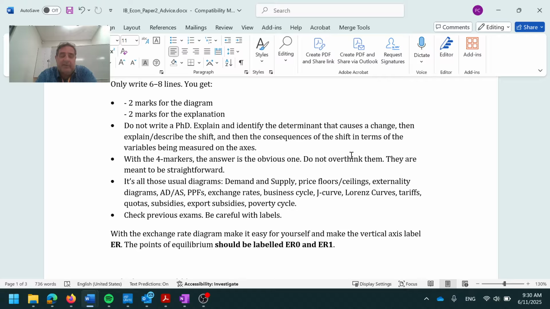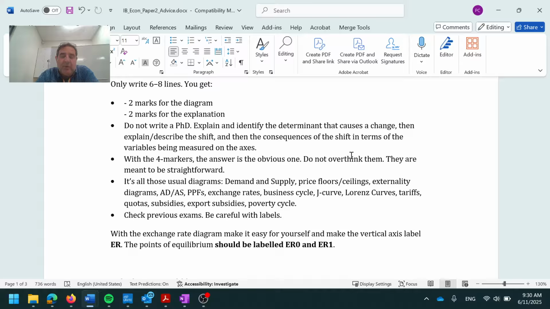Definitely there'll be externality diagrams. With regards to the externality diagrams, I would know all 4 scenarios: the 2 consumption externalities, positive and negative, and then the 2 production externalities, both positive and negative. AD-AS is pretty much a given. I would expect there would be at least one, if not two, questions on AD-AS.